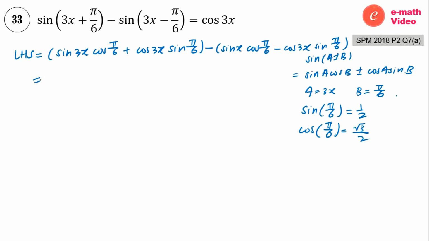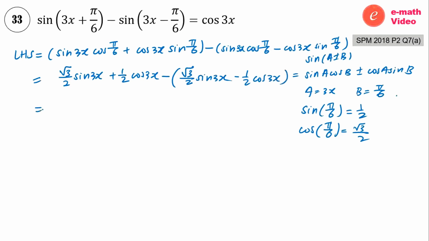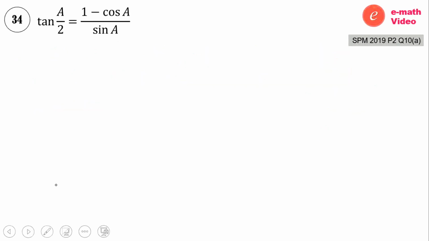Okay, substitute it inside. We will have square root 3 over 2 sine 3x plus 1/2 cos 3x minus square root 3 over 2 sine 3x. Sorry, this one should be sine 3x, my mistake. Minus half cos 3x equals this, and this one can cancel. Then negative, when you expand inside, becomes positive. Half plus half becomes 1. So cos 3x. Proven.